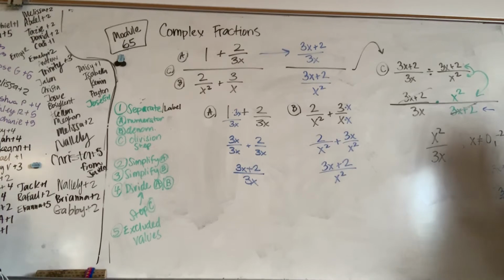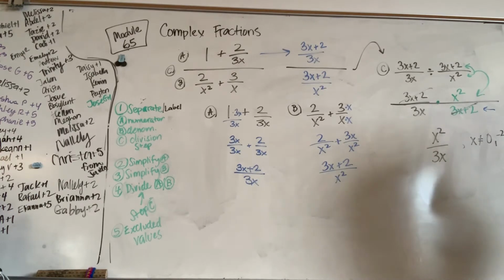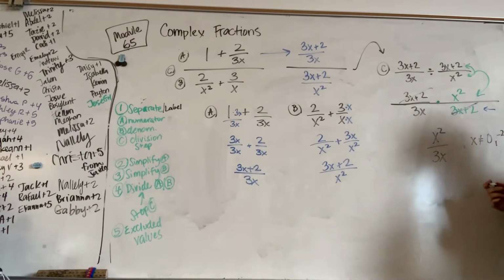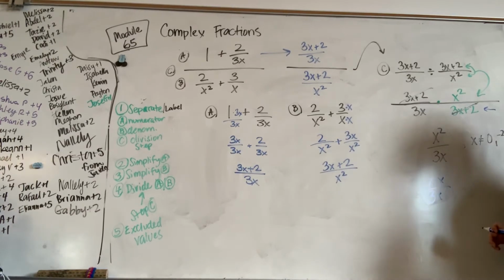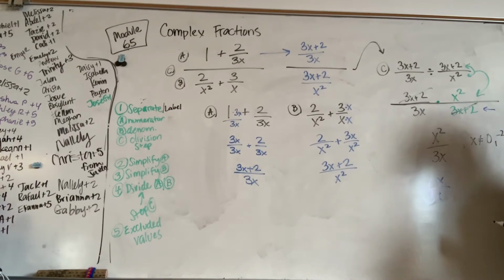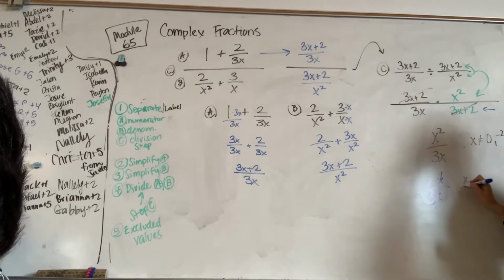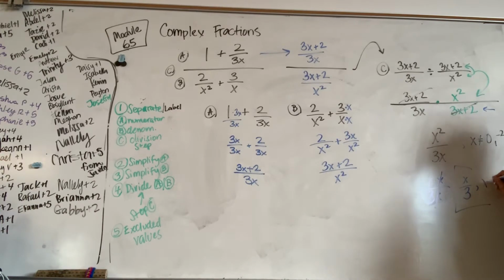Go ahead. I'm gonna argue that we're not done. I'm gonna argue that this is not simplified. Why? Because x squared is technically x times x, right? Yeah, you're right. So now what can we do? Cancel out the x's, so it'll be x over 3.